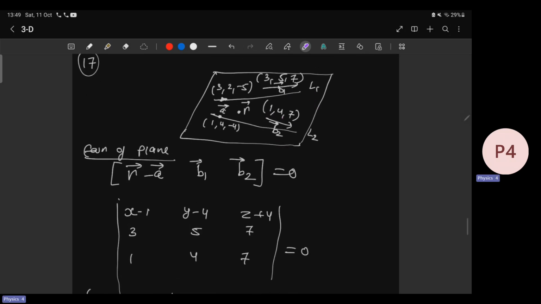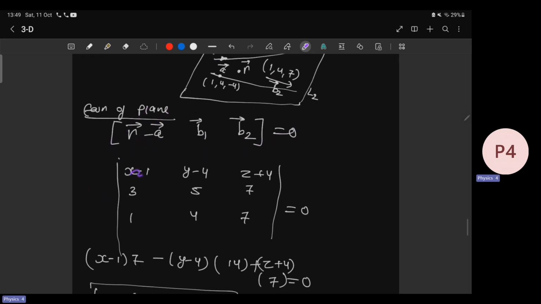Now we can write, suppose there is a point r vector and we took a point on the line, that is a vector. So (r minus a) dot (b1 cross b2). r minus a is one vector and these are two other vectors. The box product of these three vectors will be 0. If the three vectors are coplanar, then their box product, their scalar triple product, is always 0. So the equation of the plane can be written as the box product of these three vectors equal to 0.